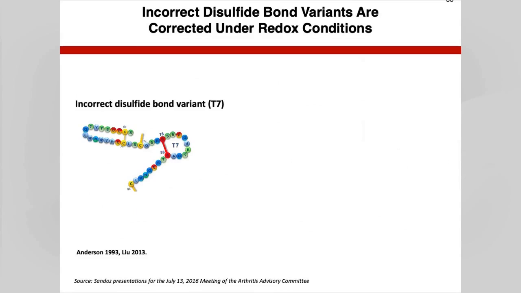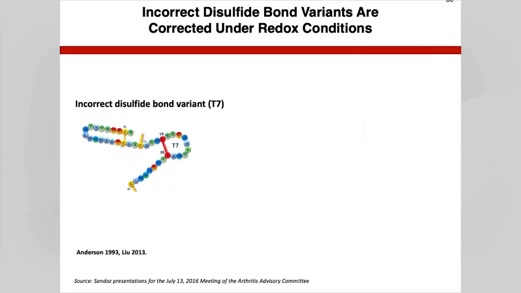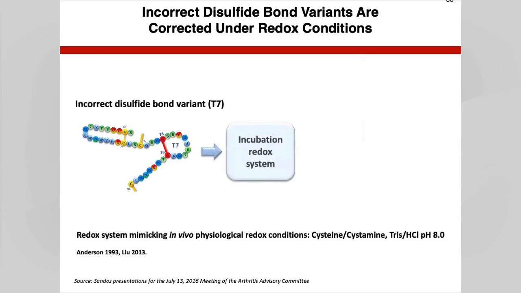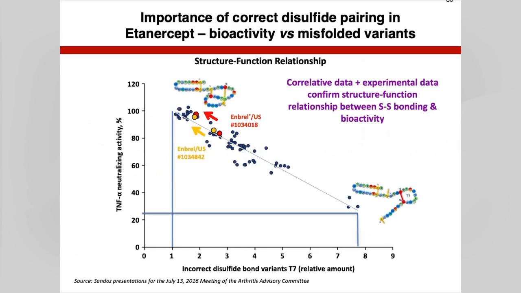What they found was that the apparent drop in the mean bioactivity of Enbrel resulted from an incorrectly disulfide-bonded variant, which, when subjected to, let's say, physiological redox conditions, could be converted to the correct disulfide-bonded variant. And so when they looked at, for example, their own product that had various levels of the trisulfide, they used various manufacturing means to try to identify these molecules.